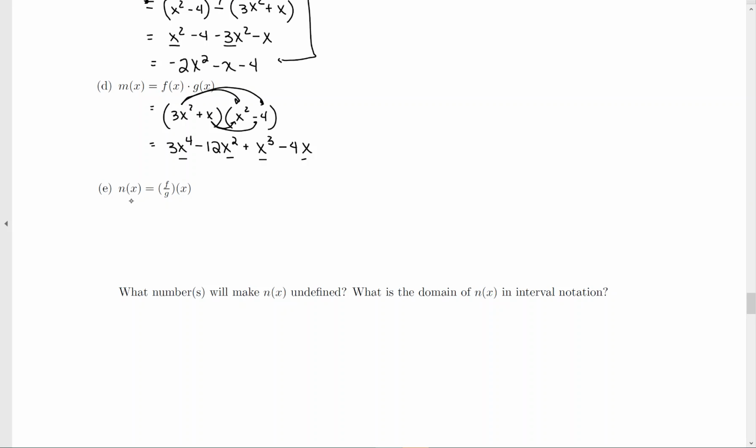For letter E, n of x equals this quotient, f of x divided by g of x. Our f of x and our g of x will just be written in that order. So f of x on top, 3x squared plus x, g of x, x squared minus 4.